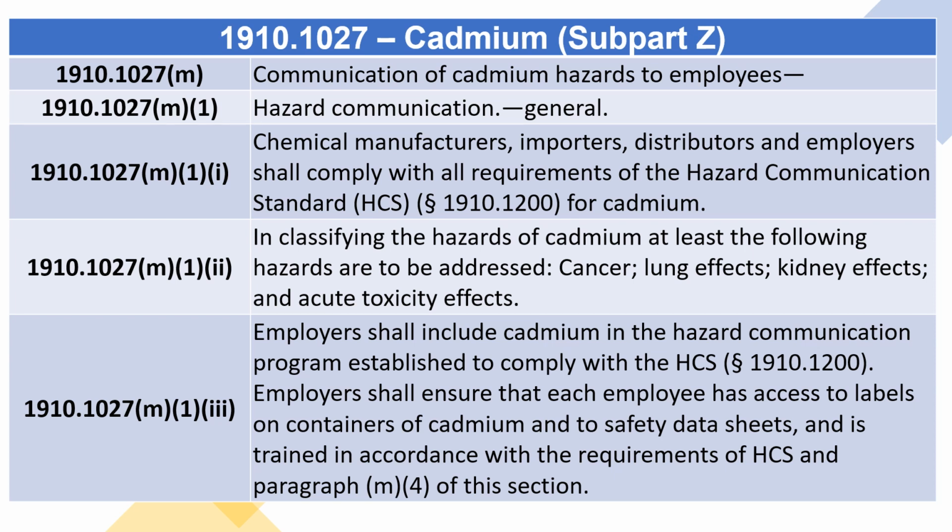Employers shall include cadmium in the Hazard Communication Program established to comply with the HCS, Section 1910.1200. Employers shall ensure that each employee has access to labels on containers of cadmium and to safety data sheets, and is trained in accordance with the requirements of HCS in paragraph M4 of this section.